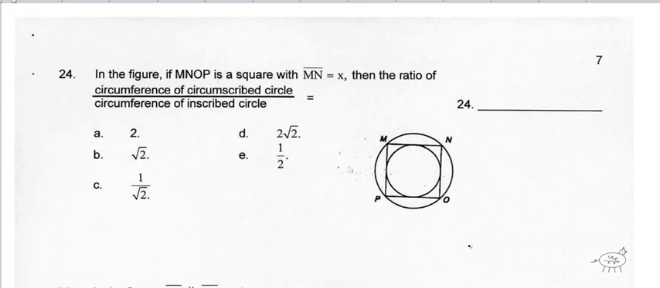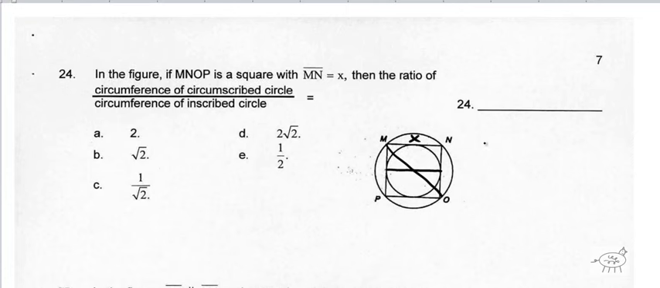24. MNOP is a square with MN equal to X. Then the ratio of the circumference of the circumscribed circle divided by the circumference of the inscribed circle. So what we have here is, if that's X, right? And I need to figure out this distance here, because that's the circumference of the big circle.